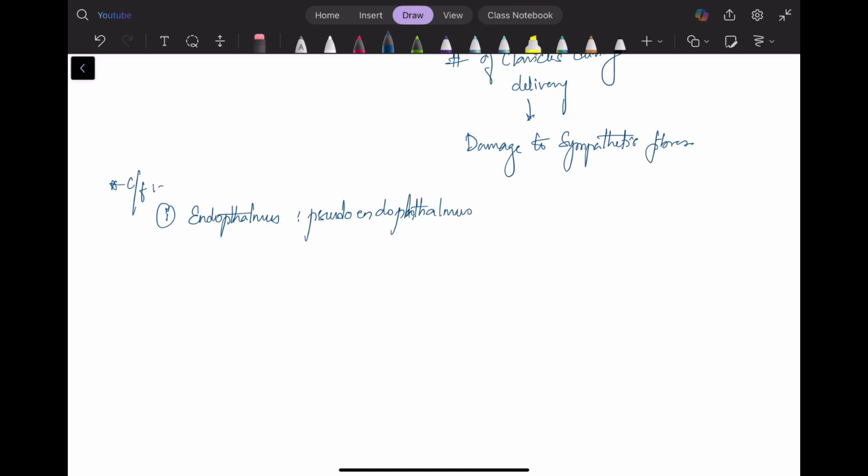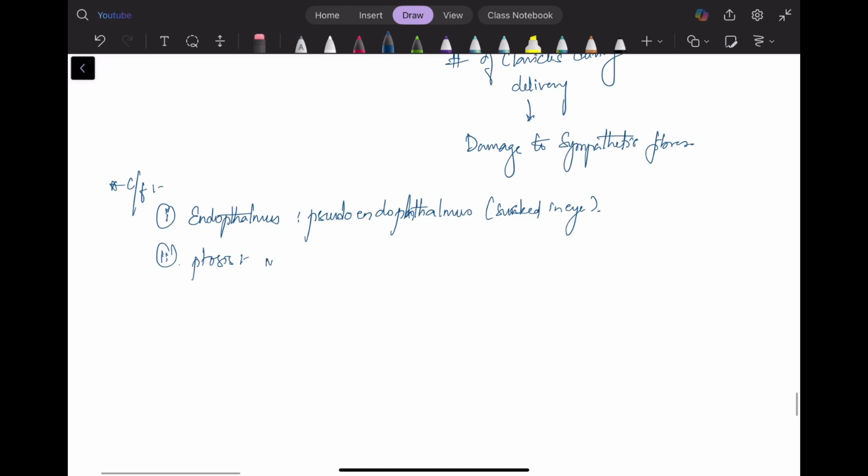Enophthalmos, it's a pseudo, we call it as sucked in eyes. Then we have ptosis. Yeah, we discussed this topic in our ptosis video. Okay, you can watch that video for detailed review.